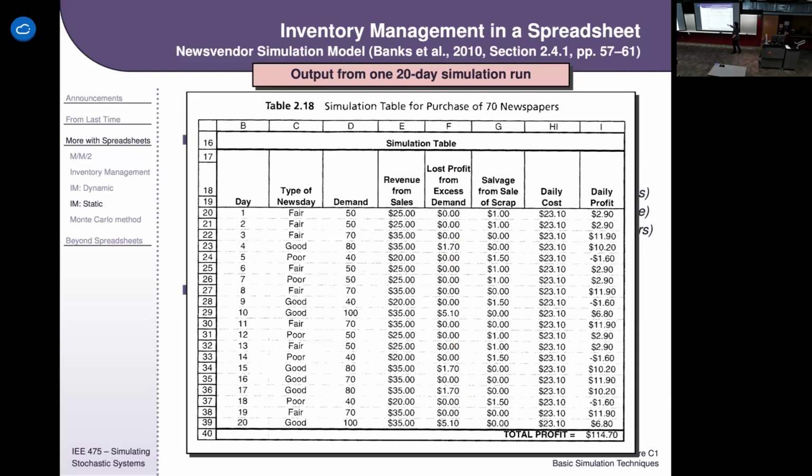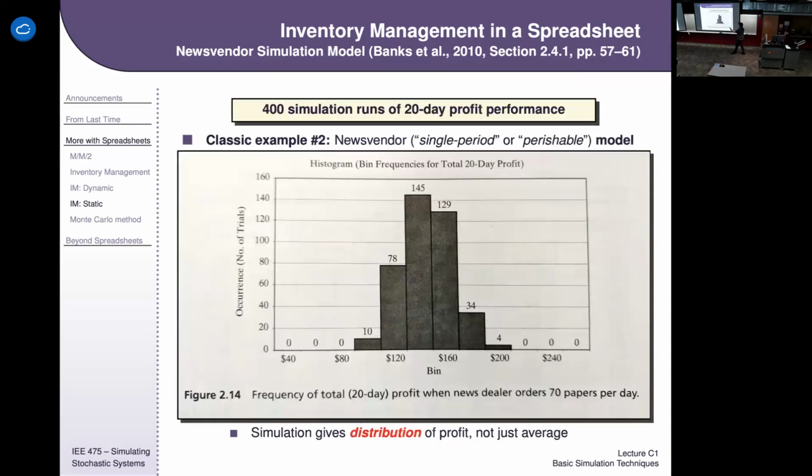So here we've even added a salvage value. We're saying the newspapers, even though they don't have any news value, we can give them to a recycling joint and they'll pay us a cheap amount for them. So we get a little bit of salvage out of that. That's something you definitely don't have in that simple back of the envelope model. And then it gives us a daily cost, a daily profit, and then we get a total profit over 20 days. And so now we can average this over the 20 days, and we can get a distribution.